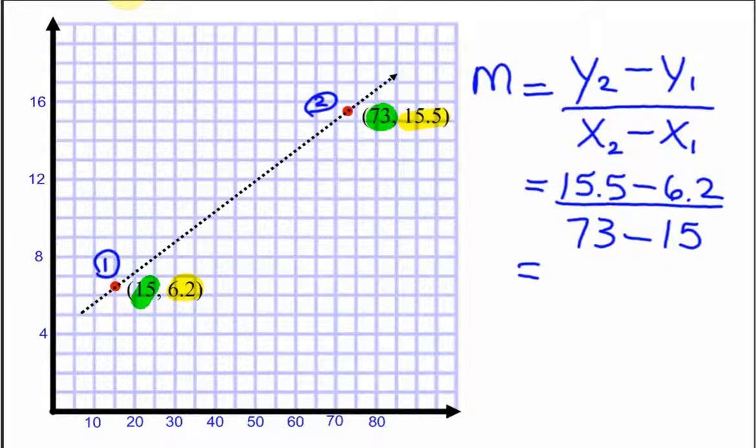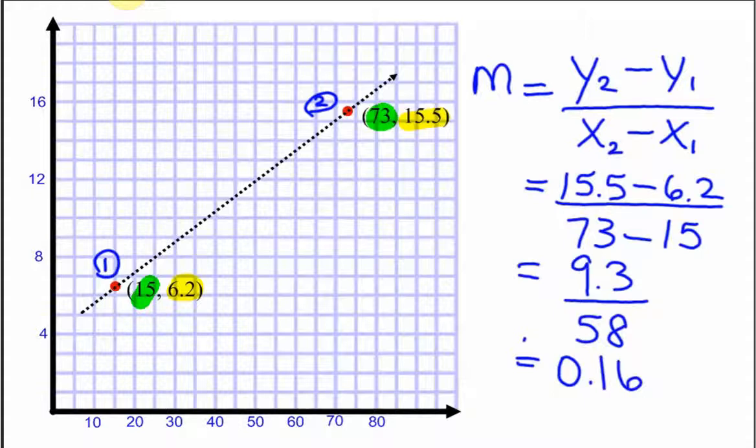Okay, at this point, we can now just evaluate. So, with a calculator, we got 15.5 minus 6.2 is 9.3. 73 minus 15 is 58. Changing that to a decimal, what do we got? We got 9.3 divided by 58. The slope of this line is approximately 0.16.